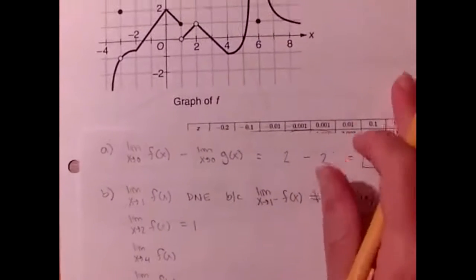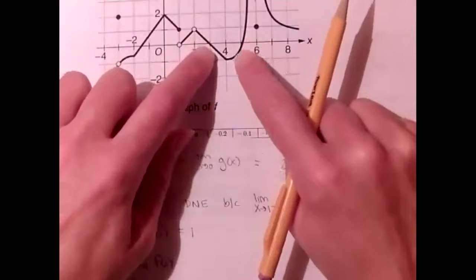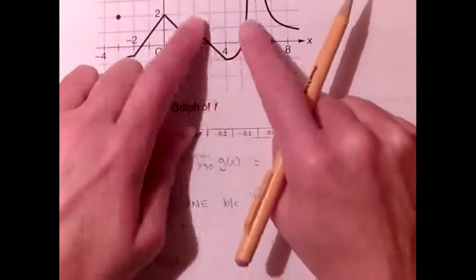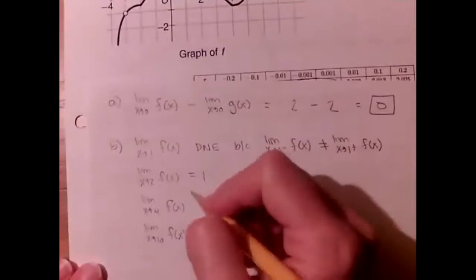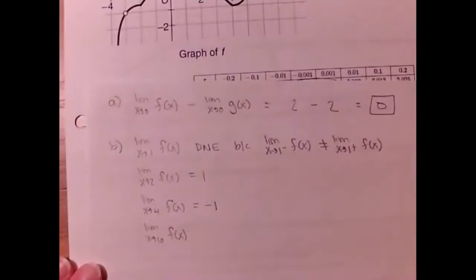All right, then looking at 4, here's 4. Both sides are approaching -1. And so again, that's awesome because I don't have to put an explanation. My answer is just -1.